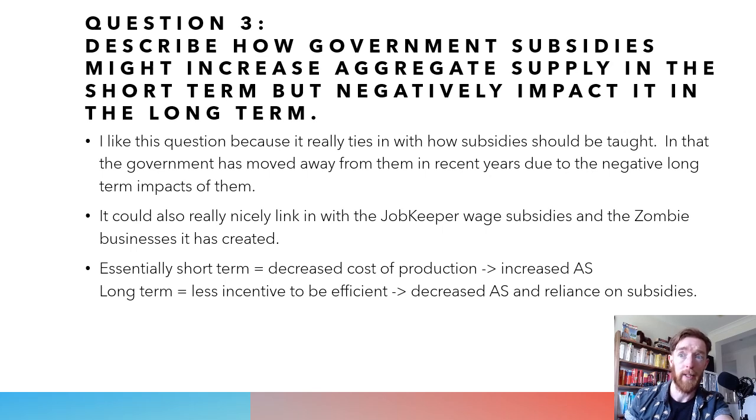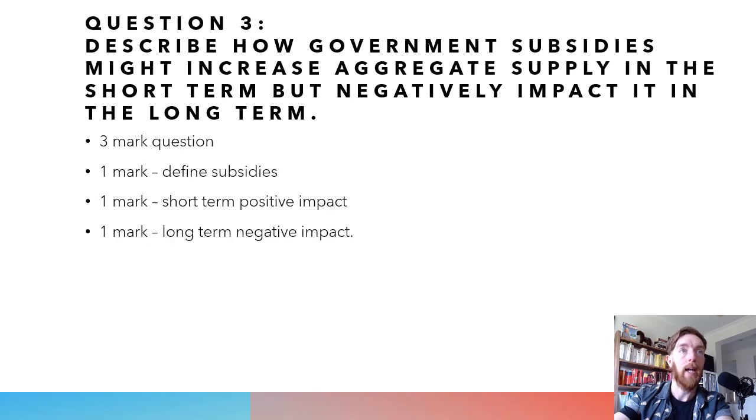And a lot of those businesses were less productive in the first place because they were getting these subsidies even though they weren't producing anywhere near as much. And they were relying on them. As soon as they go away, those businesses are gone. So let's get into the mark breakdown here. We have 3 marks. 1 mark for defining subsidies, 1 mark for the short-term positive impact, and 1 mark for long-term negative impact. Pretty simple.